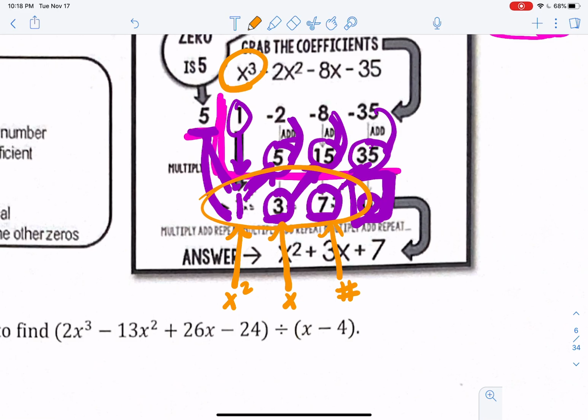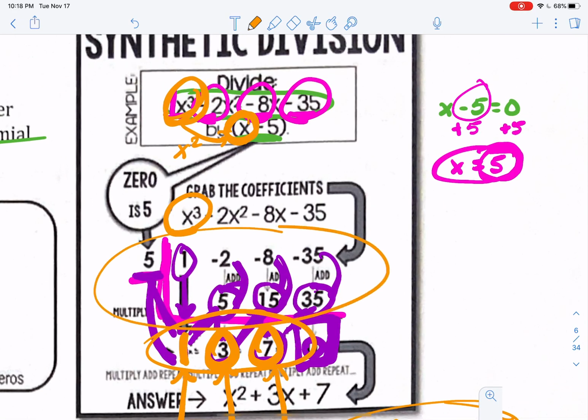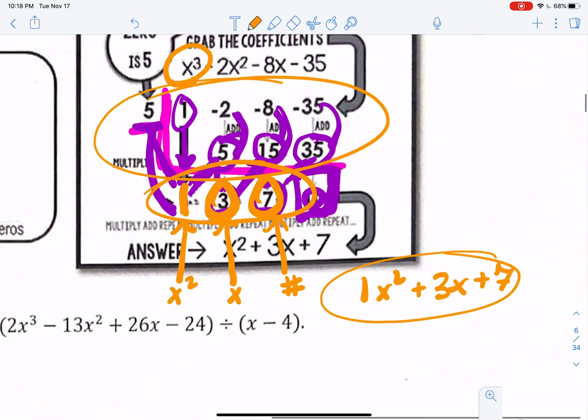So the 1 that's listed here will be 1x squared. The 3 that's listed here will be plus 3x. And the 7 that's listed here will just be plus 7. And that's how I put it back together. Okay, so I strip the x's away to put the numbers inside of the synthetic division, and then I put the x's back in after my synthetic division is done.